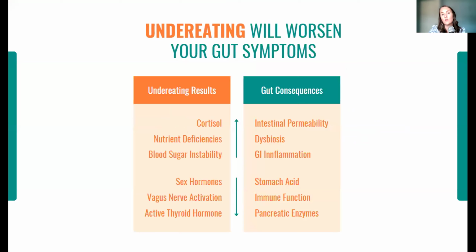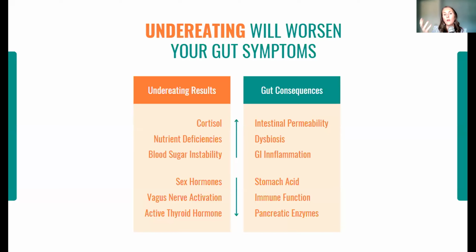So when somebody's under-eating, we will see cortisol higher. We'll see nutrient deficiencies higher. We'll see more blood sugar instability, a decrease in sex hormones, vagus nerve activation, and lower thyroid hormone. And then the gut consequences are more intestinal permeability, or what your client has probably diagnosed themselves with as leaky gut, what you're seeing all over the internet. Dysbiosis, just inflammation in general in the gut. Lower stomach acid, lower immune function, lower pancreatic enzymes.